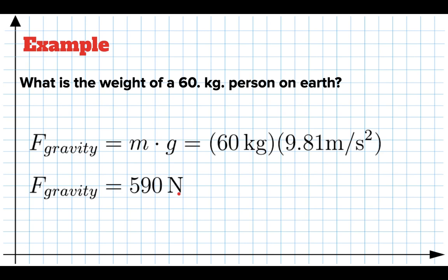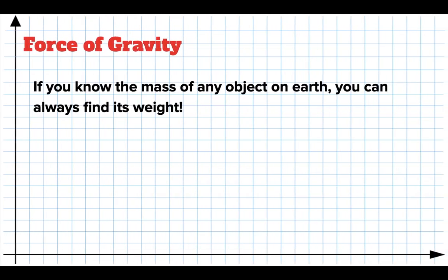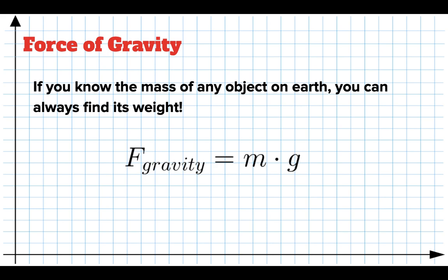All right? And this, of course, goes downwards. So we just remember, this tells us the size of the force, but gravity always pulls us downwards. That's how we define down, actually. It's the direction gravity pulls us. Okay, so if you know the mass of anything on Earth, you can find its weight. You just take m times g. All right, that's the first force we're going to look at.